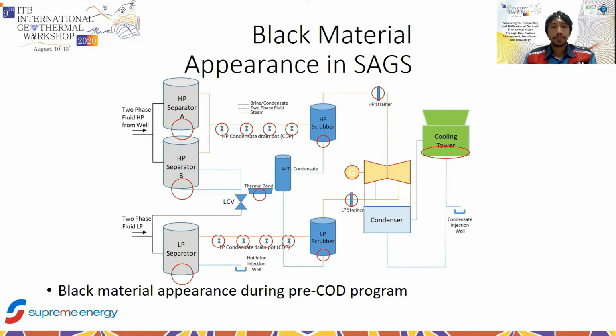So the black material actually went through the turbine and went to the cooling tower. So the real question is, how was the turbine condition when the black material went through the turbine? There were plenty of locations for the black material itself. We encountered plenty of locations, but I will only show you some of the results from the HP separator and the HP strainer. We're going to see how different they are.